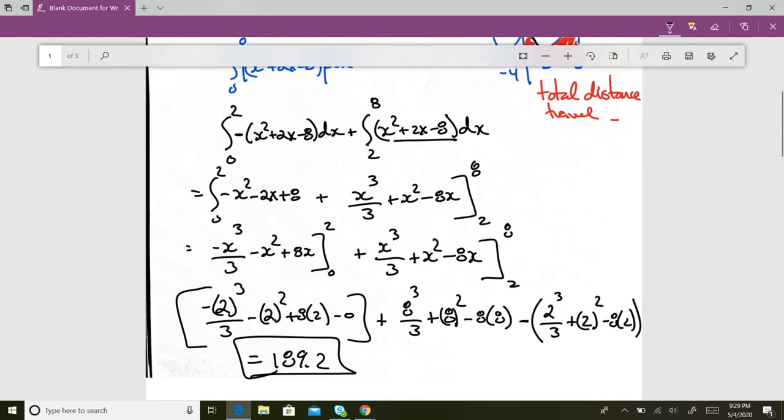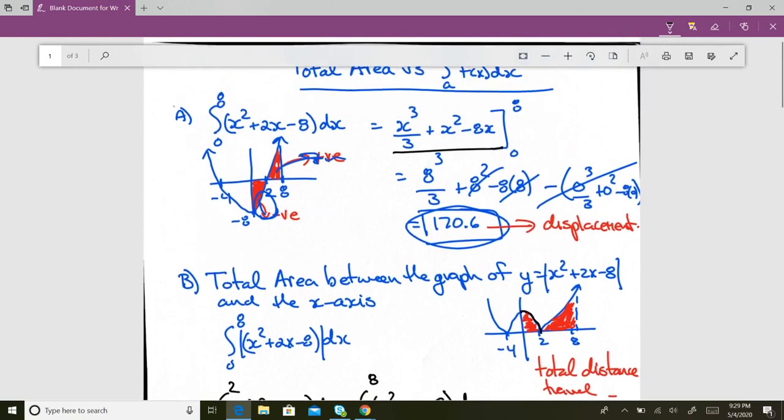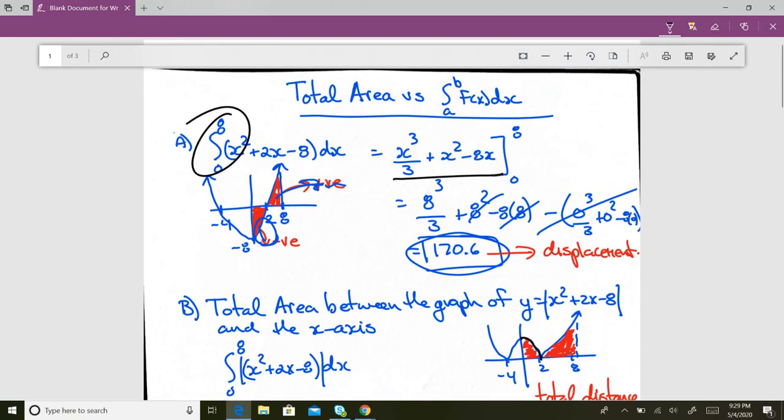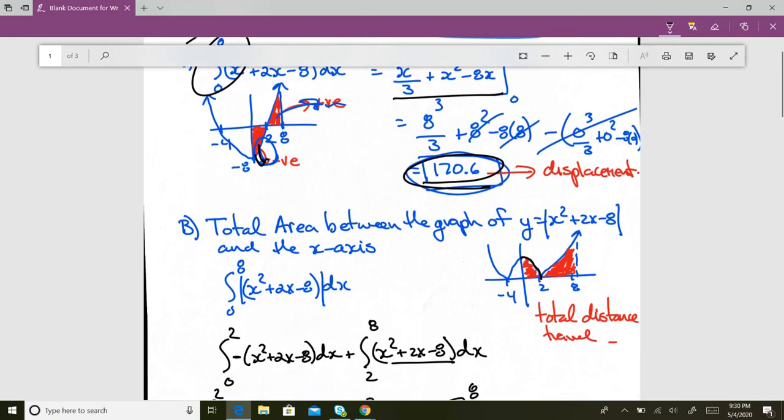Okay, so just to clarify, if they say the value of the integral, just evaluate the integral, but it will cancel out part of the area, okay? Because this is a smaller number, because we're writing this as negative. If I say total area, or I say the total distance traveled by a particle or something like that, total amount, you have to look at the absolute value, okay?